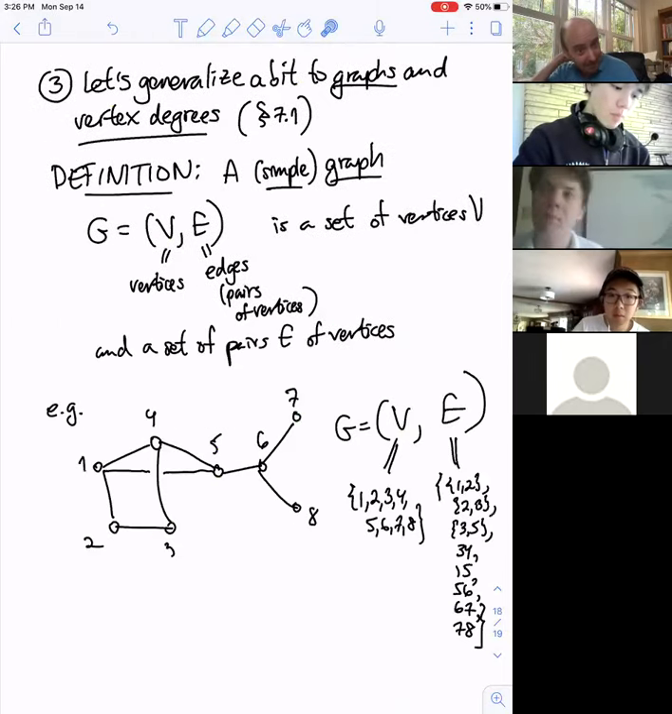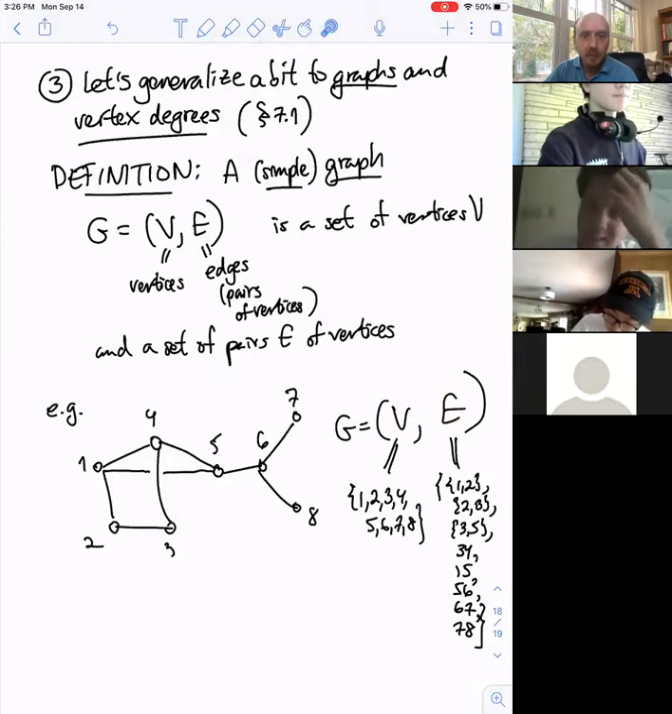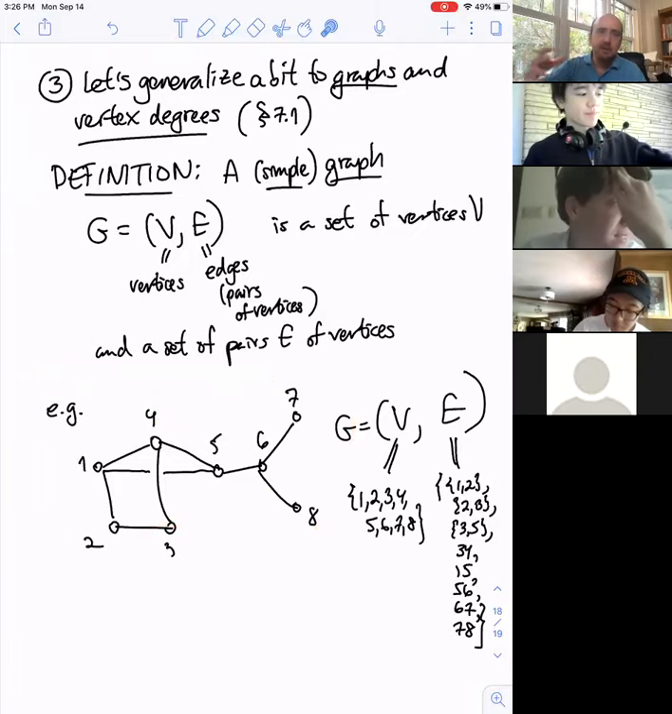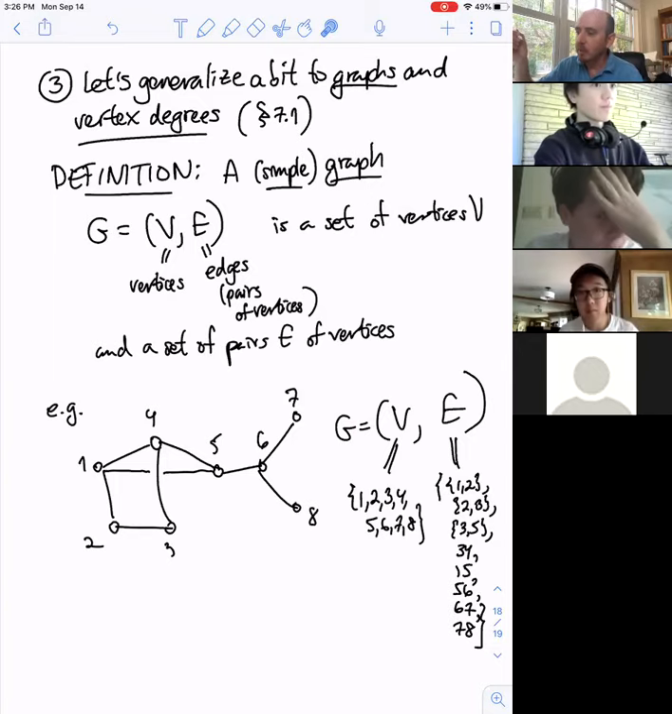Does everybody understand what the vertex set and the edge set are, V and E here? It doesn't matter how I draw it. I could have drawn this same graph differently on the page, but it still represents the same graph.